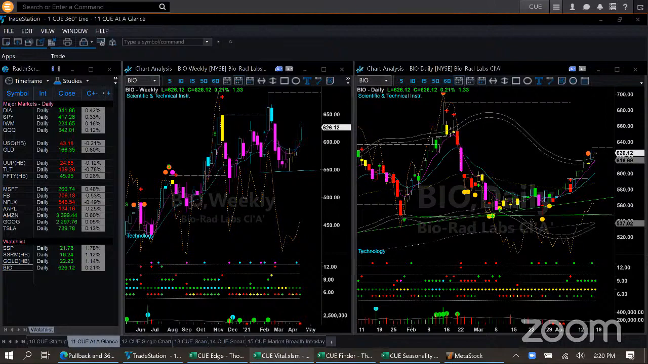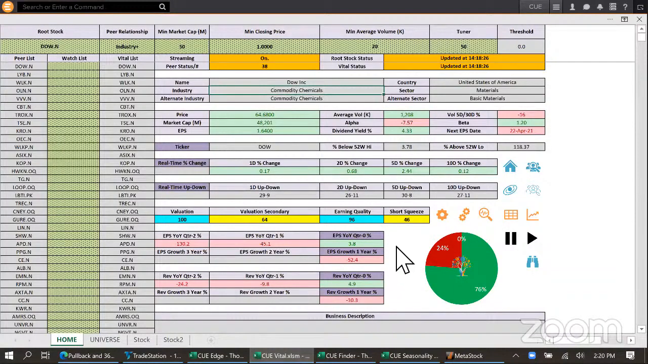Let me see if Q Vital and Edge completed the calculations and are displaying. Back to Dow, DOW. I saw it has excellent seasonality. I didn't check its fundamentals before. I'm doing it live with you. And we see it is undervalued. Has some earnings growth, not high. But if you compare that earnings growth with previous quarter's earnings growth, it is accelerating. In fact, it is improving from minus 130 to minus 45 to plus 3. So it is certainly accelerating for 3 quarters in a row, and it is undervalued.